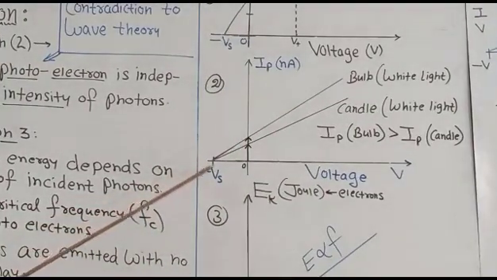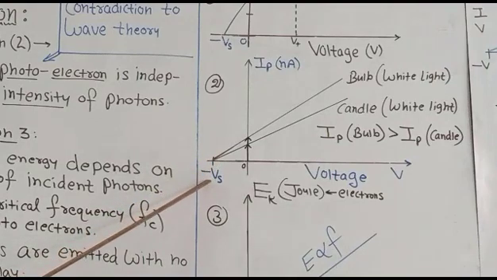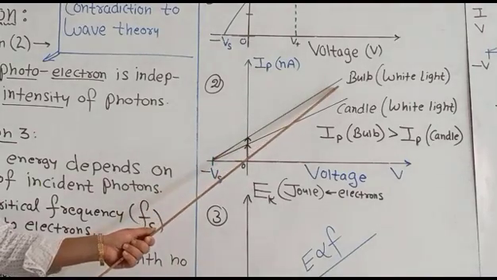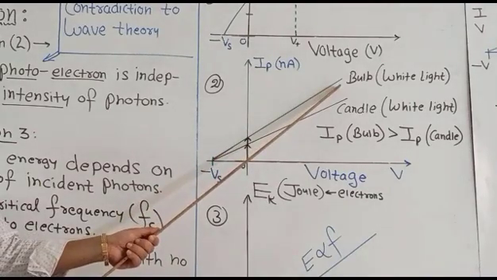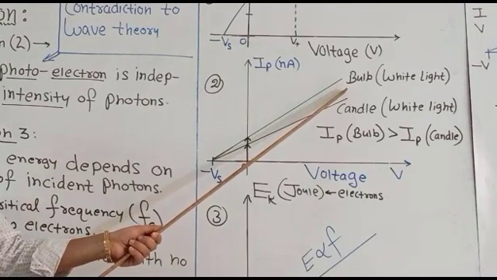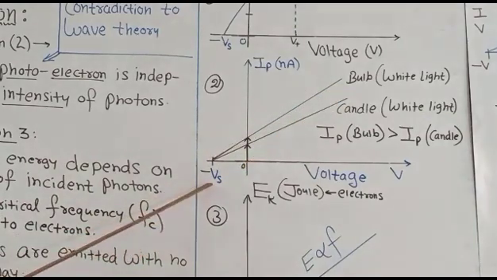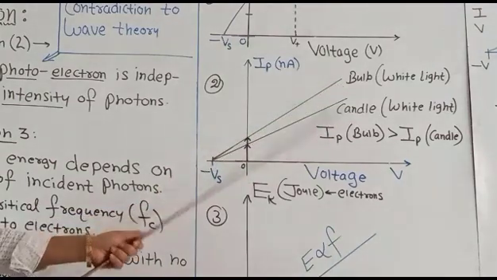You see, both graphs originate from the same stopping potential. That means the value of stopping potential needed to stop the photoelectrons coming from a bulb, where the light from the bulb strikes the metal and emits photoelectrons, is the same. So the common value of stopping potential is there for both bulb and candle.